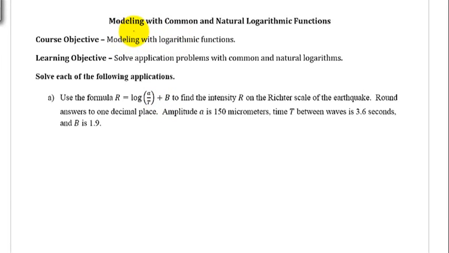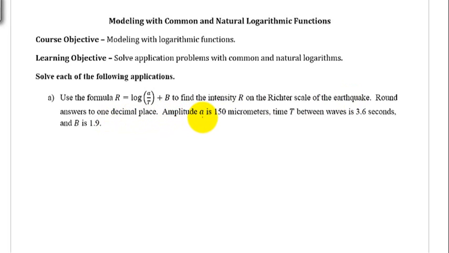This lecture video is on modeling with common and natural logarithmic functions. A lot of these problems are just going to be plug-in values and determine something with them. So our first one is to use the formula R equals log of A divided by T plus B to find the intensity R on the Richter scale of the earthquake. And we're going to round our answer to one decimal place.